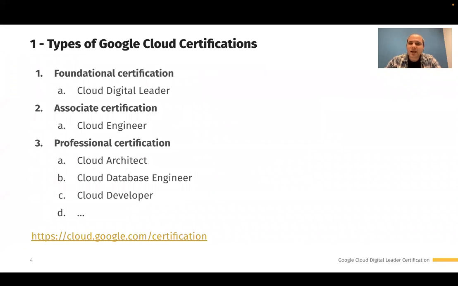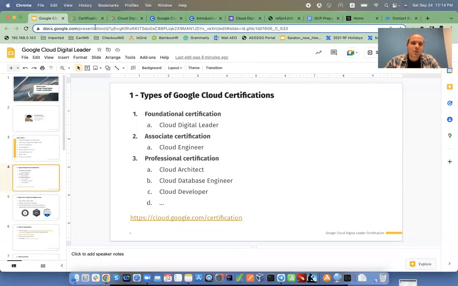First one, several types of Google Cloud certification. Actually, it's divided into 3 categories. The first one is foundational certification, which includes the role Cloud Digital Leader. The next one is associate certification, which contains Cloud Engineer. Professional certification includes a lot of roles, actually. It could be cloud architect, cloud database engineer, cloud developer, and many others. You can check everything if you go to cloud.google.com certification. I can even open it for you.